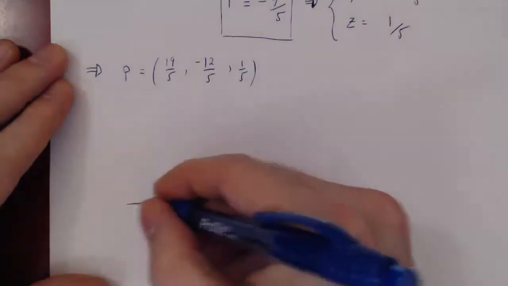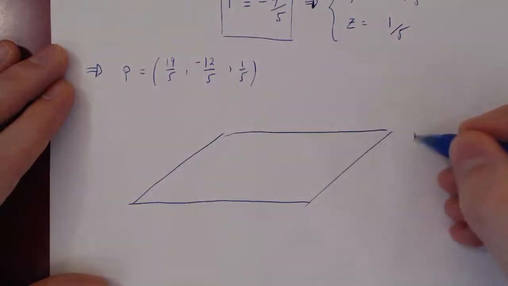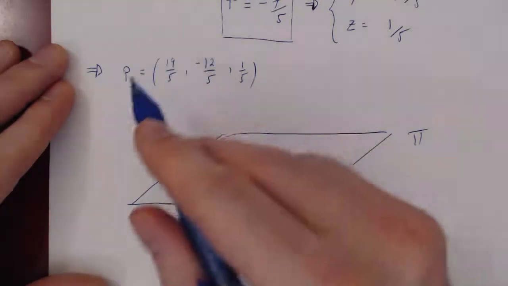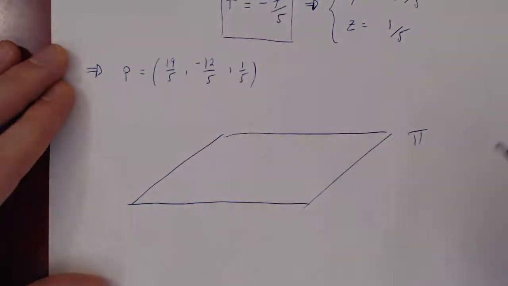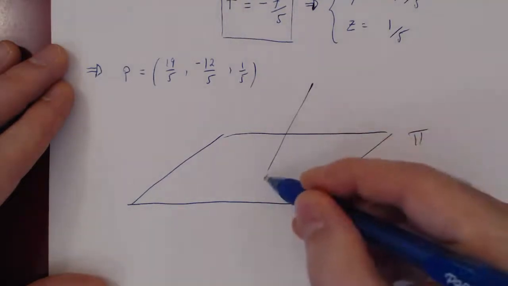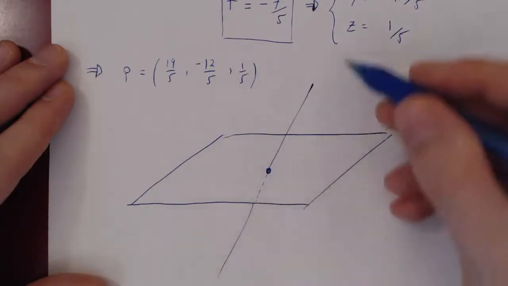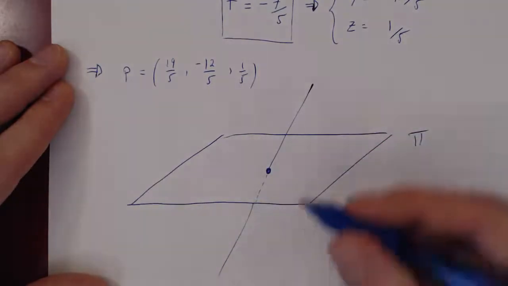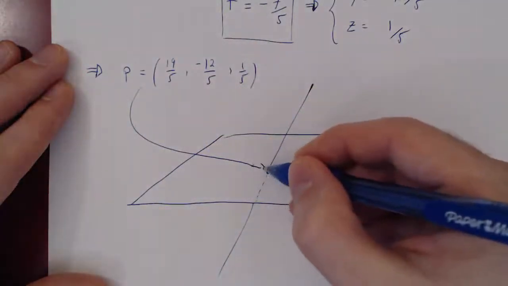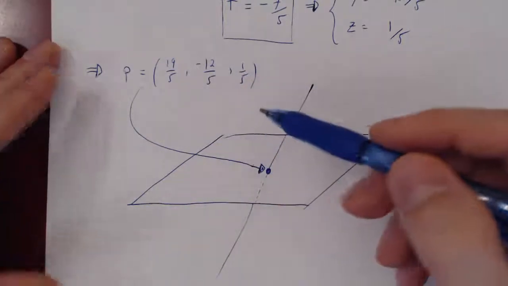and again you can draw an arbitrary plane. The line L and the plane pi meet in the unique point. Obviously they're not parallel. The line L will cut through the plane. You can imagine the line going through the plane, and the point where they meet is the point (19/5, -12/5, 1/5).